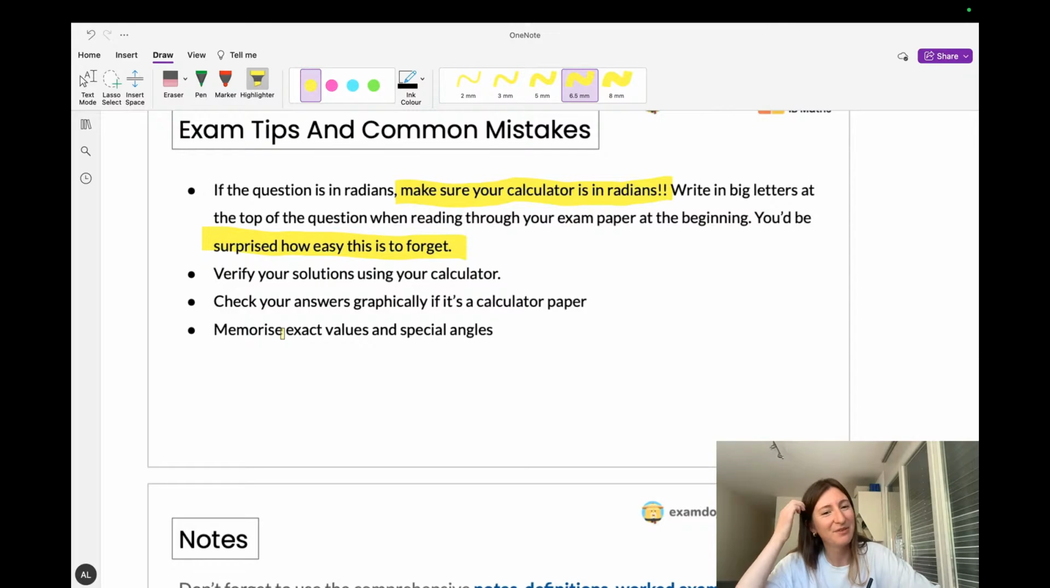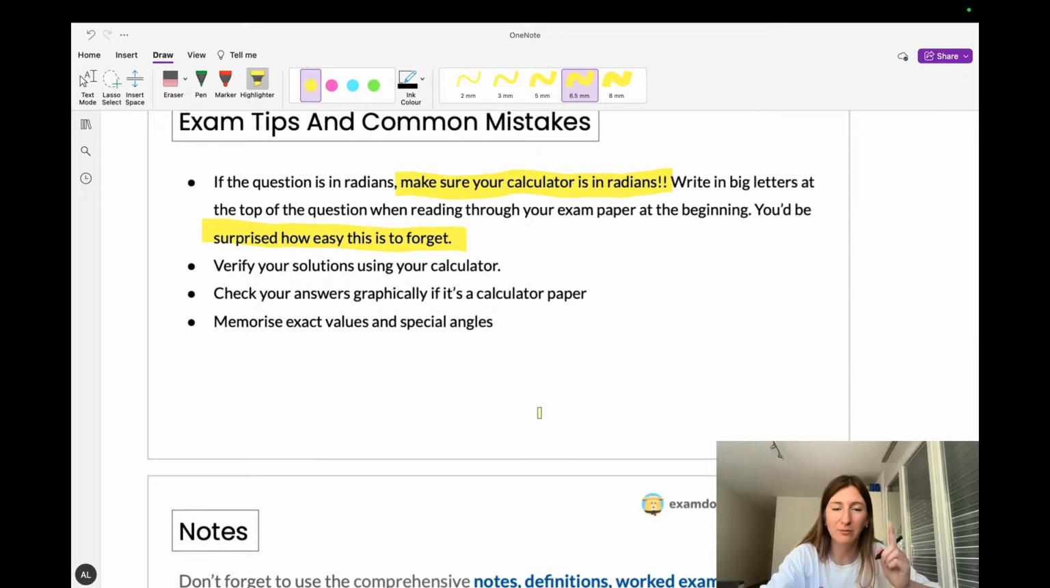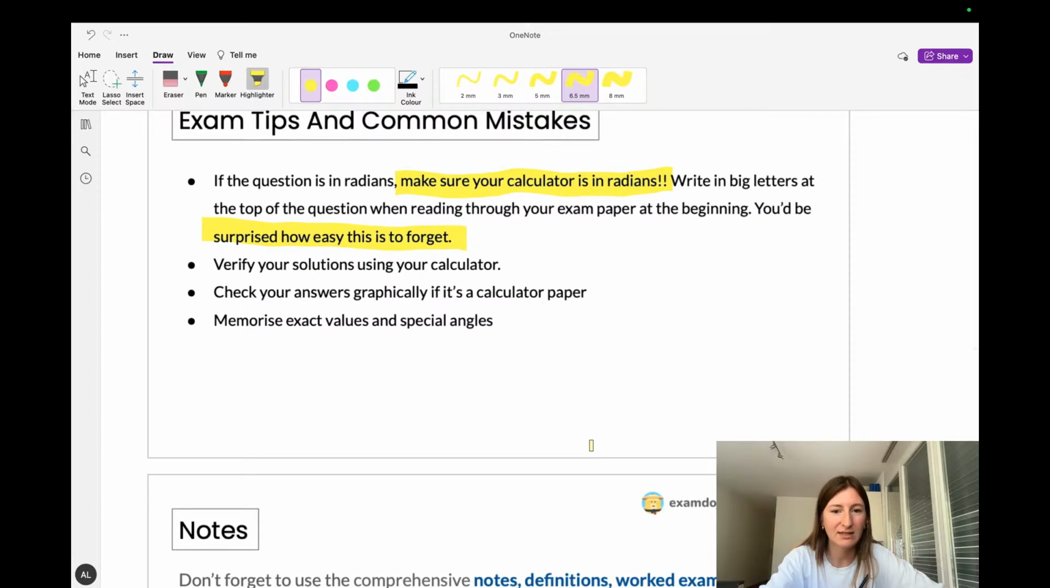Too much talking. Memorize exact values and special angles, because that is very important for paper 1. For paper 2, you don't need to. It's one less thing to think about.